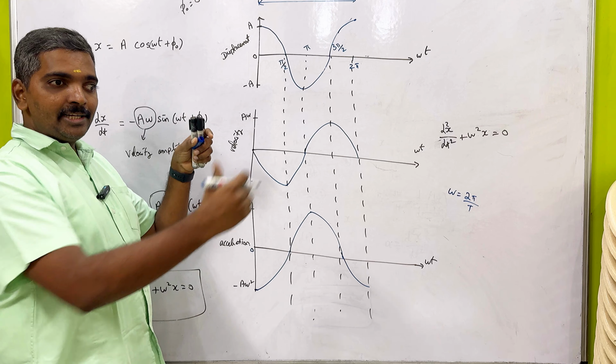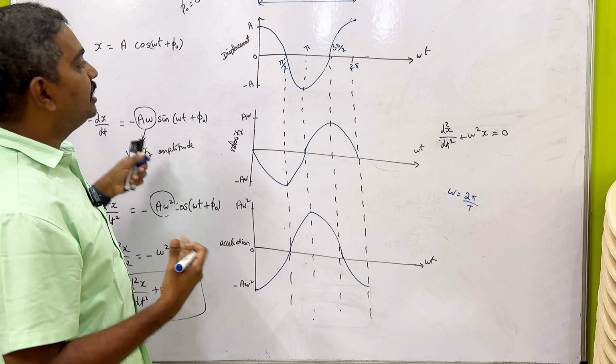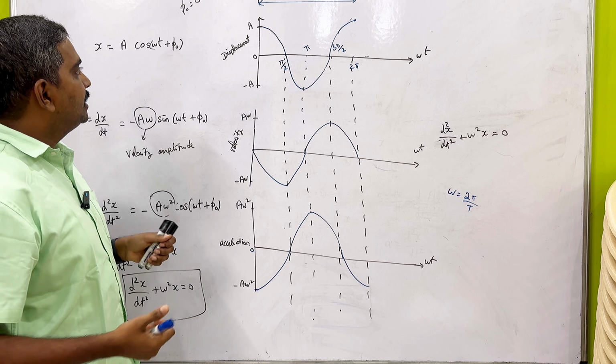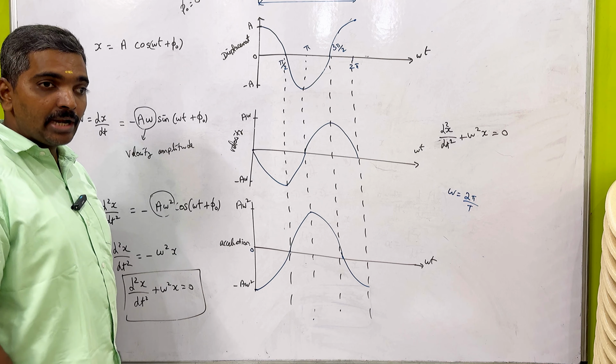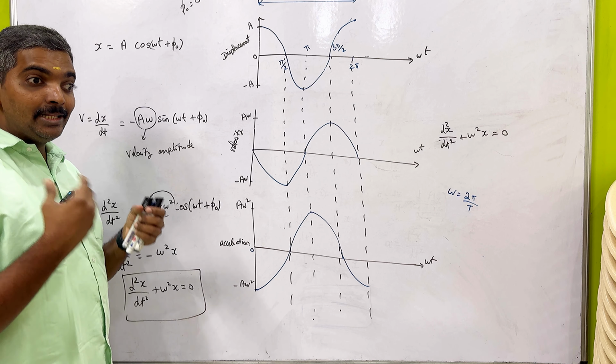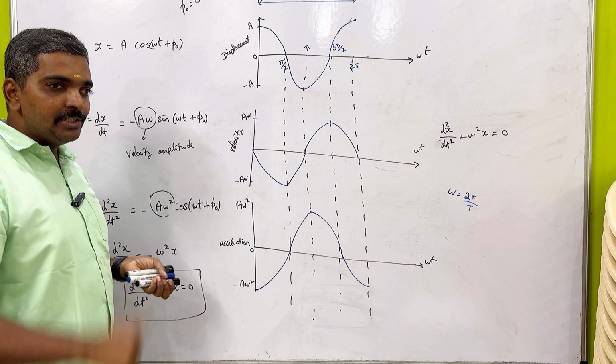So when it oscillates, we get these different graphs. Using the displacement, velocity and acceleration graphs, we are able to find the position of the particle in circular motion. Those things we'll discuss in the later class.